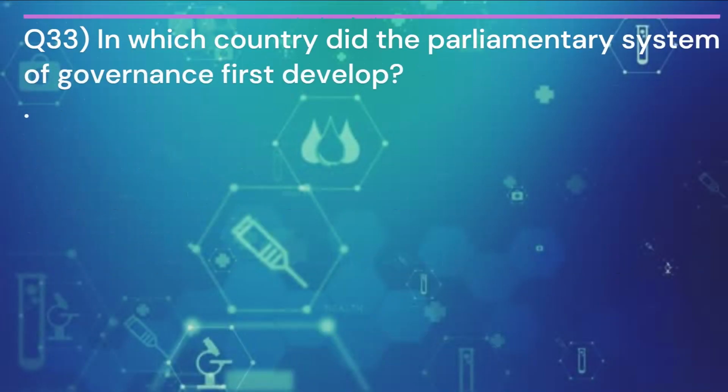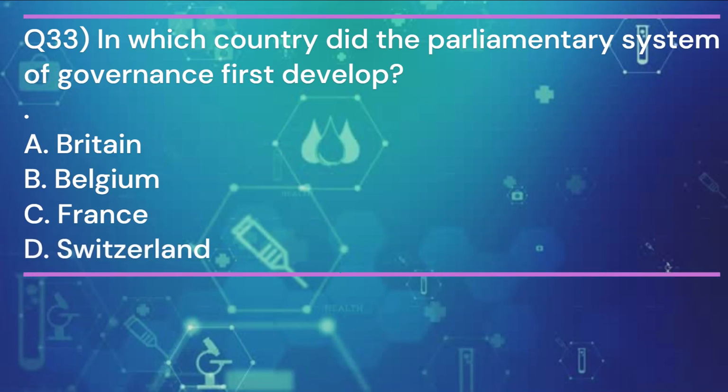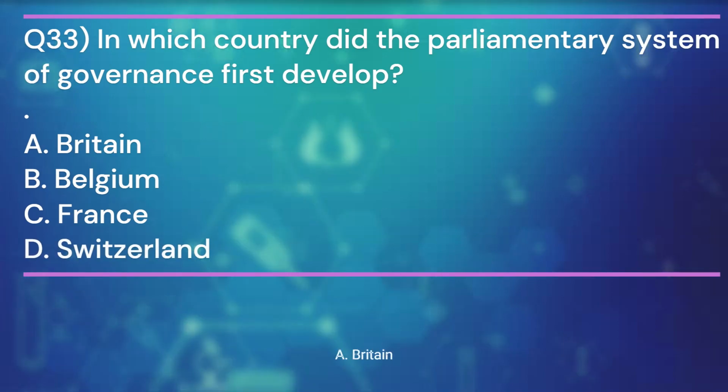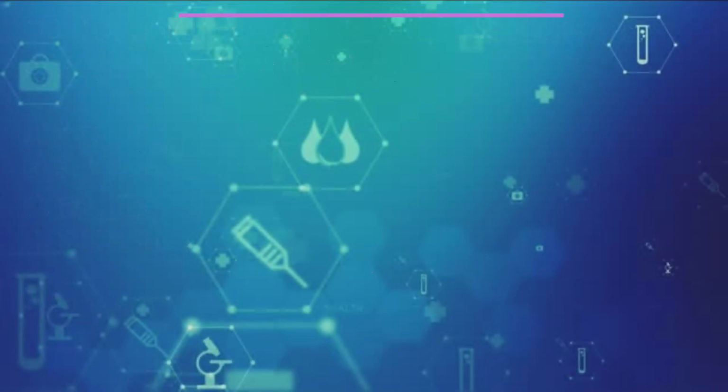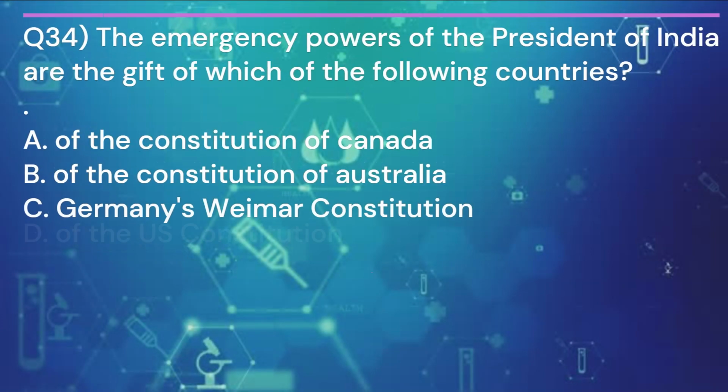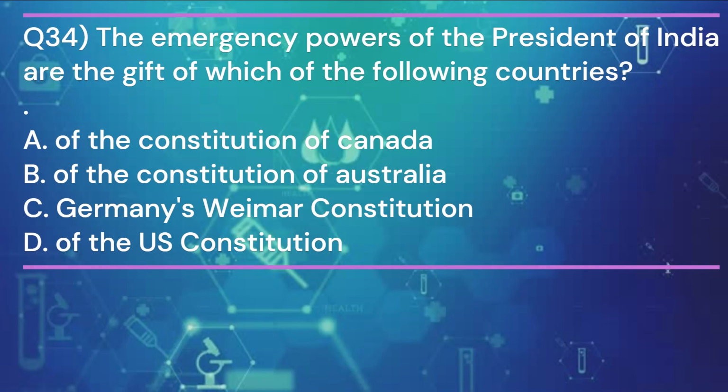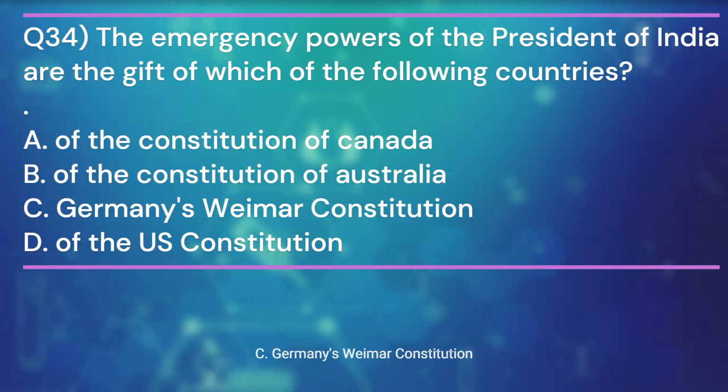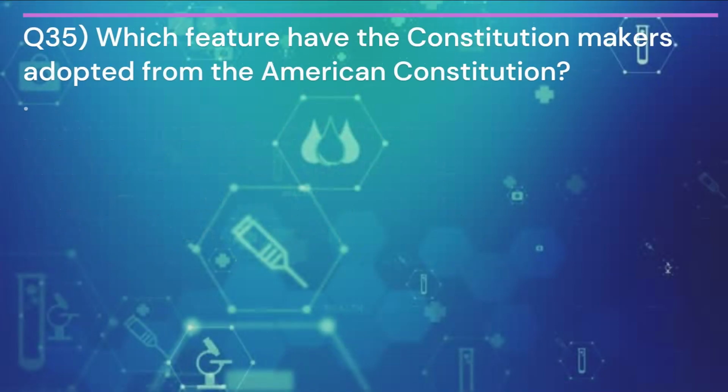Question 33. In which country did the parliamentary system of governance first develop? And the answer is A. Britain. Question 34. The emergency powers of the President of India are the gift of which of the following countries? And the answer is C. Germany's Weimar Constitution.